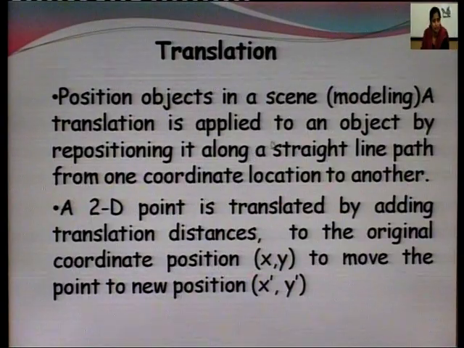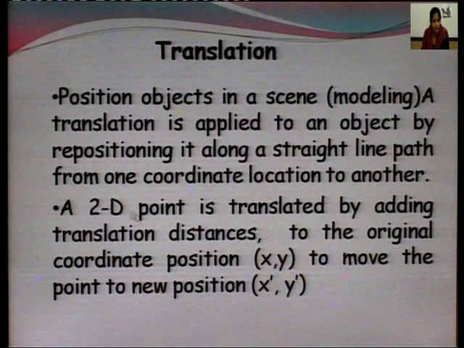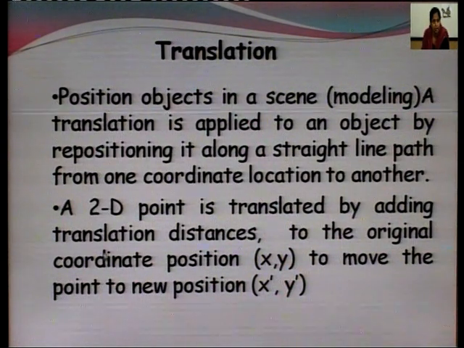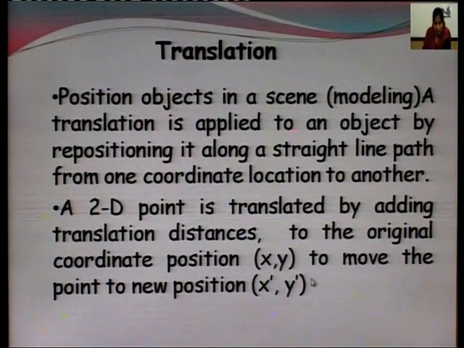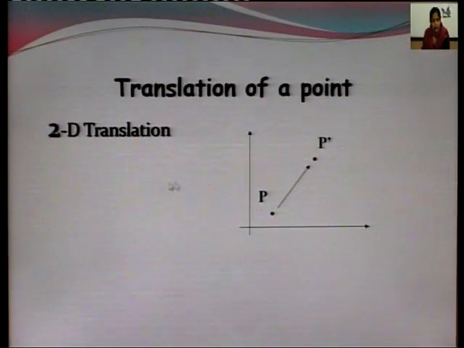A translation is applied to an object by repositioning it along a straight line path from one coordinate location to another. A 2D point x, y is translated by adding translation distances to the original coordinate position so as to move it to the new coordinate position x dash, y dash. We are not changing the shape, we are simply displacing it, changing the values of x and y. So, simple translation can be accomplished by an addition operation.